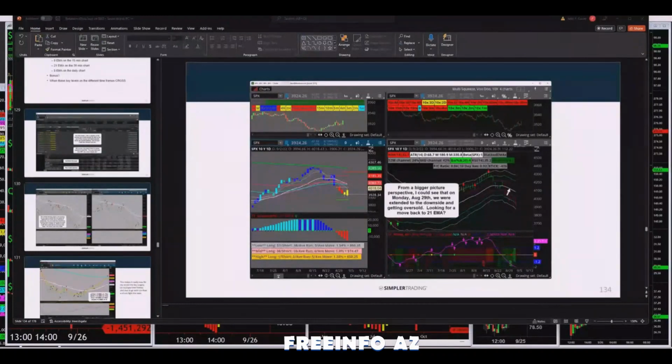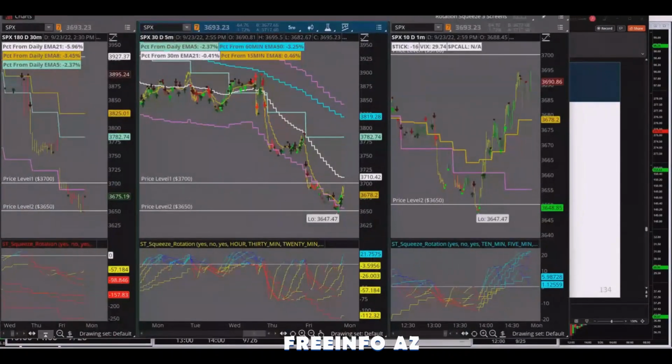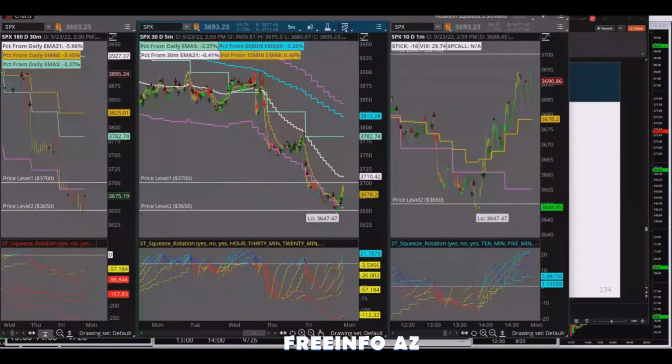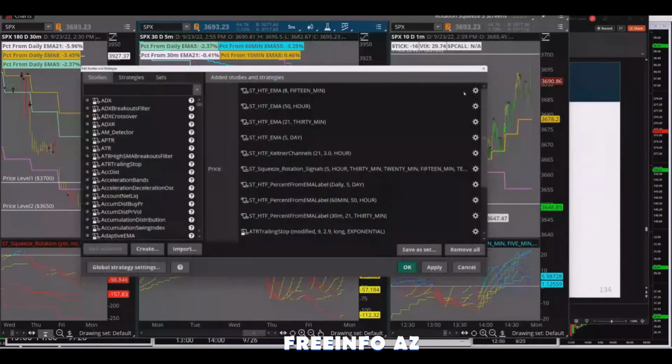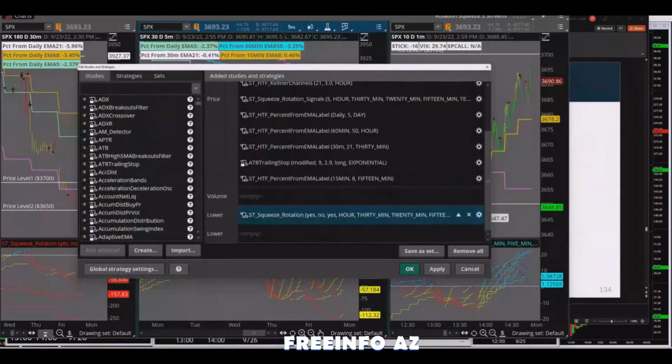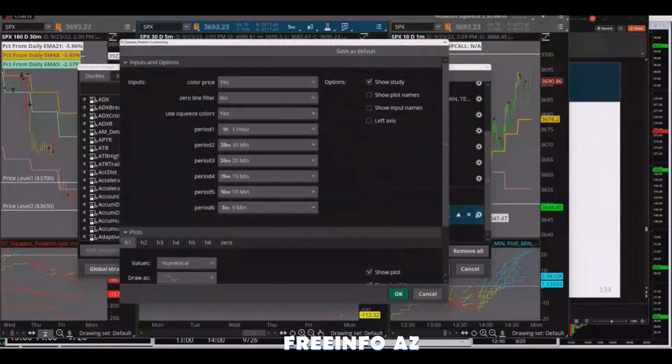Oh, where do you turn dots off and on? I've seen that question a couple times. Okay, so if we come over here, that's a good question. So we go to studies, edit studies. I always forget if it's the bottom one or the top one. So I have zero line filter on as no.